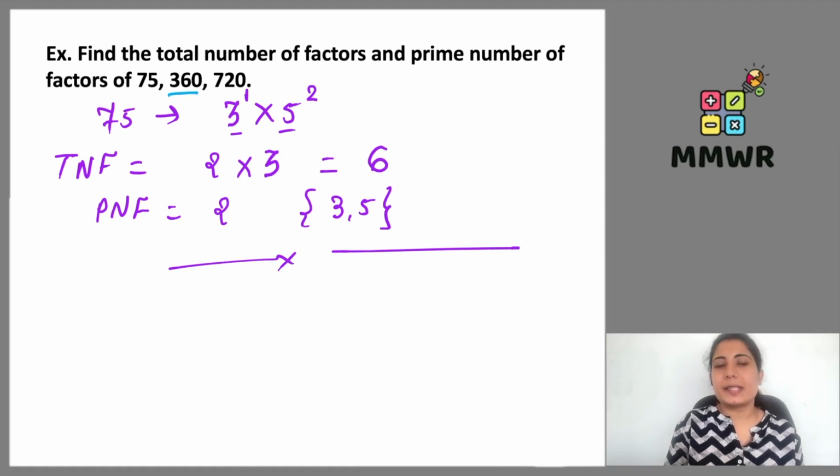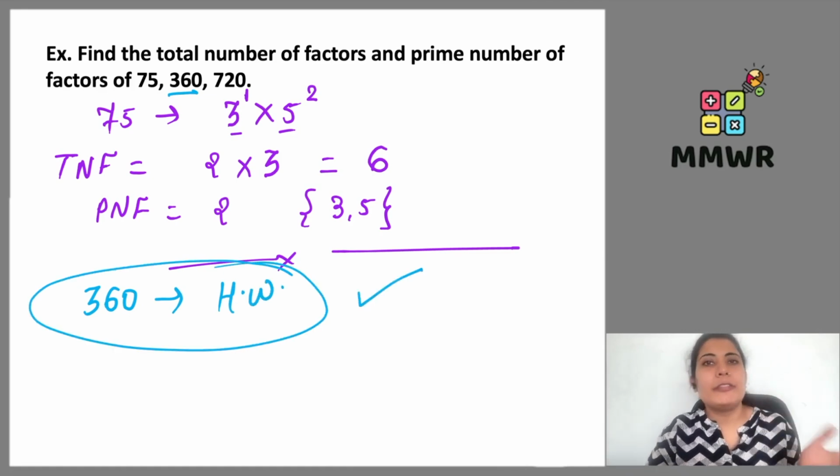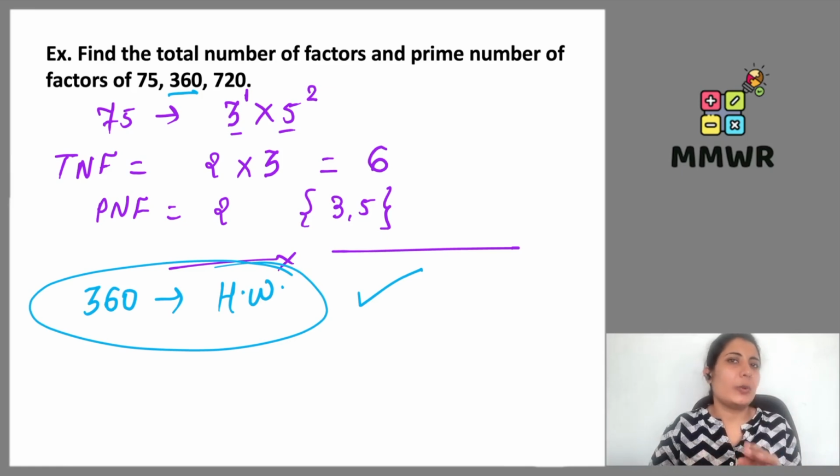Next is 360, which I am giving you as homework. You just try to do it on your own. Because if you can understand it for 720, it's so easy to do it for 360. 360 is just half of 720, right?